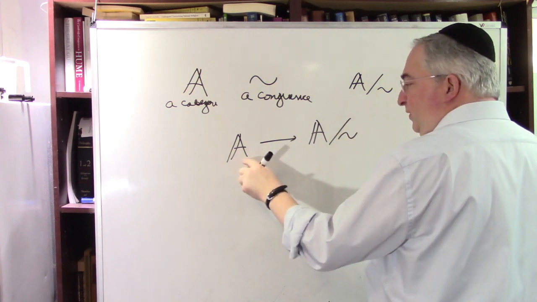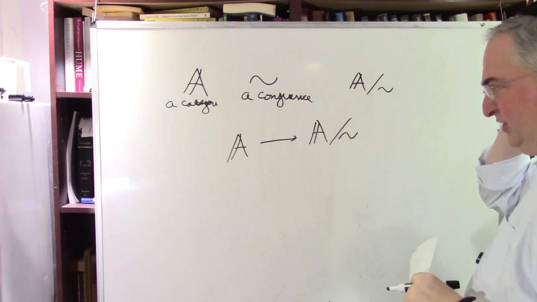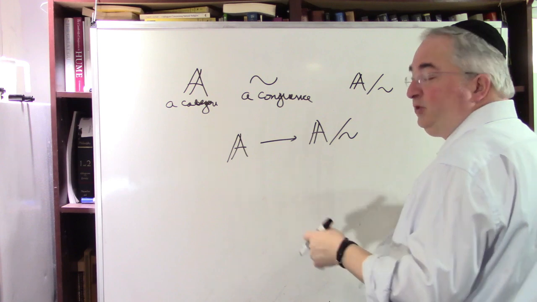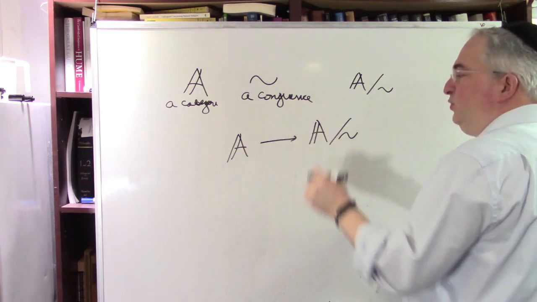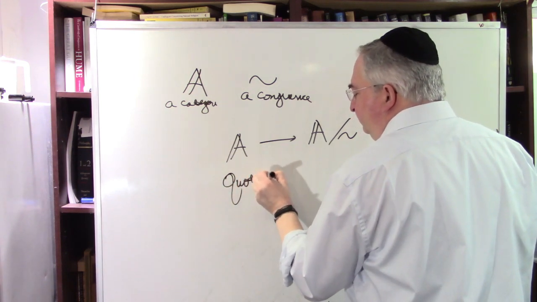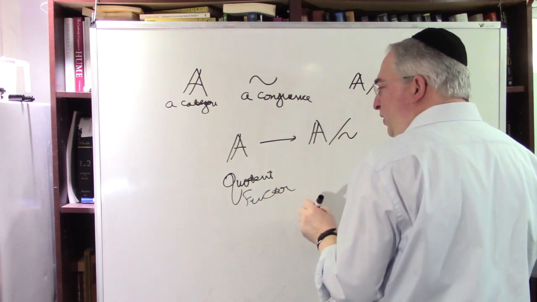From the original category to the congruence, okay? We saw this in terms of sets when we dealt with only equivalence relations. We had what's called a quotient function. Now we have a quotient functor. So this is a quotient functor. Okay, let's just remember what it does.